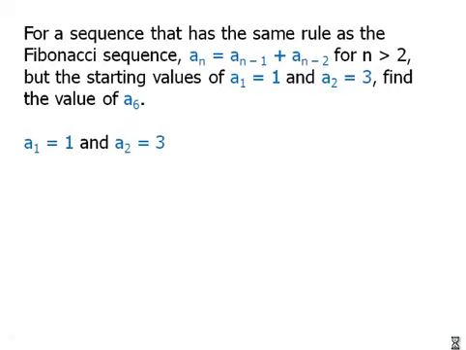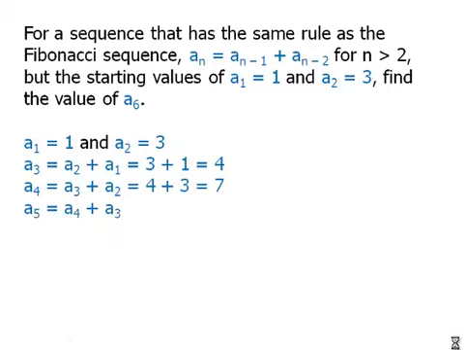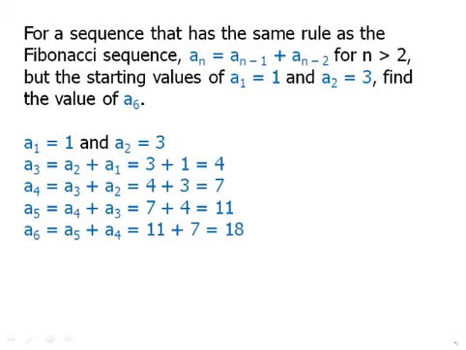Okay, so we have our seed values 1 and 3. The third term, we're going to add those 2, so it's going to be 4. The fourth term, we're going to add the second and third term, 3 plus 4, which is 7. For the fifth term, we're going to add the fourth term and the third term, so that will be 7 plus 4, which is 11. And then to find the sixth term, we'd have to add the fifth term plus the fourth term, so this would be 11 plus 7, which is 18. And that's the sixth term on the list.